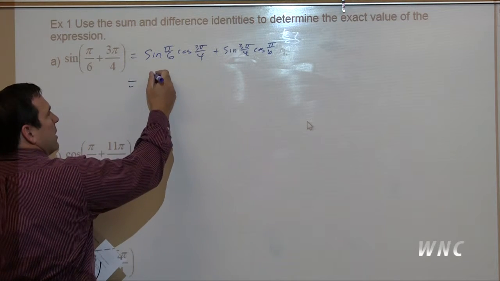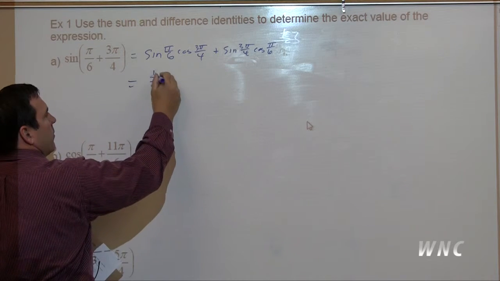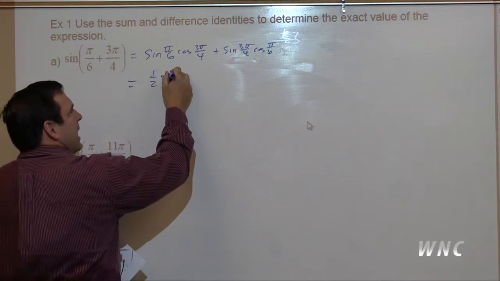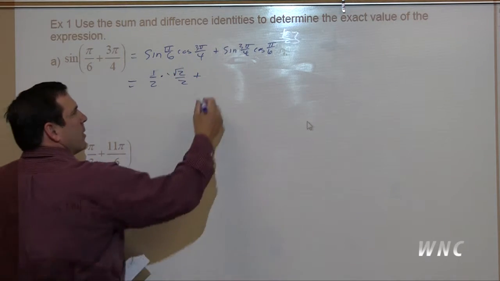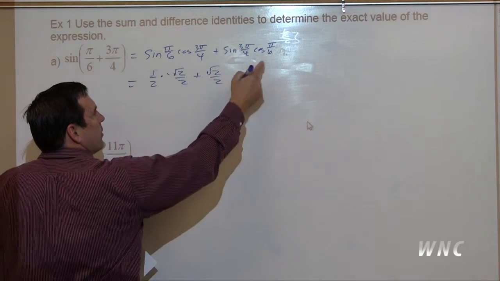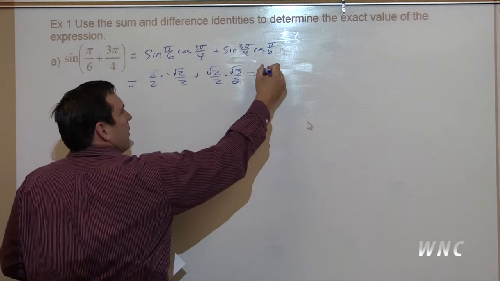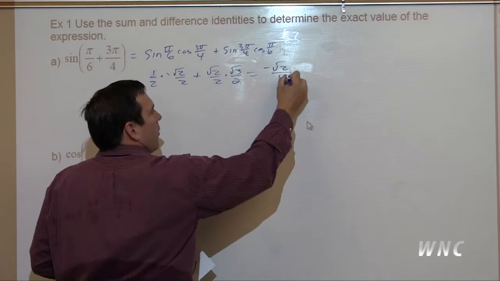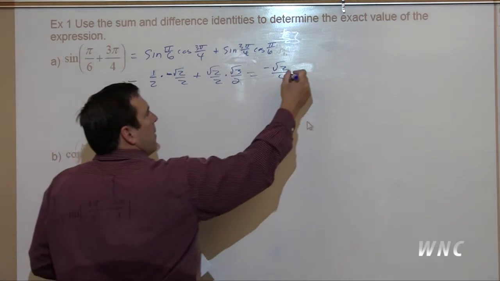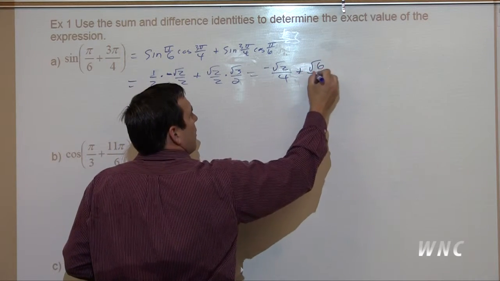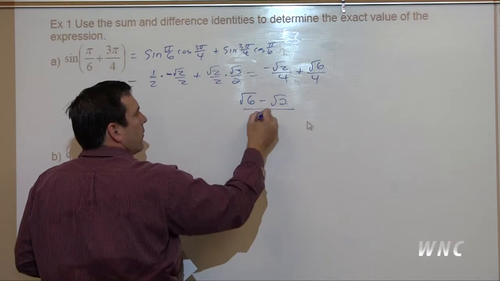So sine of pi over 6 is 1/2. Cosine of 3 pi over 4 is negative square root of 2 over 2. Sine 3 pi over 4 is positive square root of 2 over 2, and cosine of pi over 6 is square root of 3 over 2. So we have negative square root of 2 over 4, you multiply here, this is a negative, plus the square root of 6 over 4, so you can write that as square root of 6 minus square root of 2, all over 4.